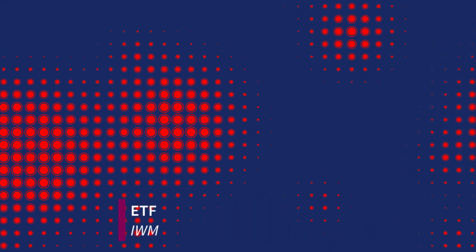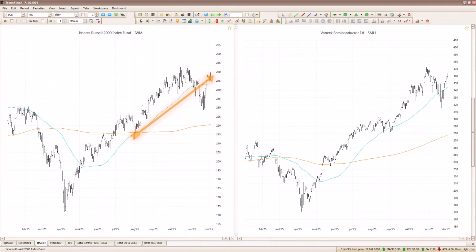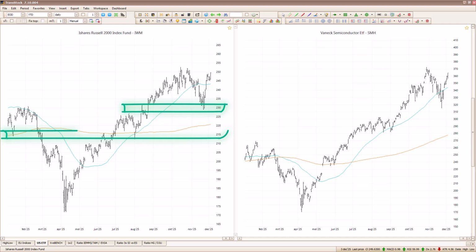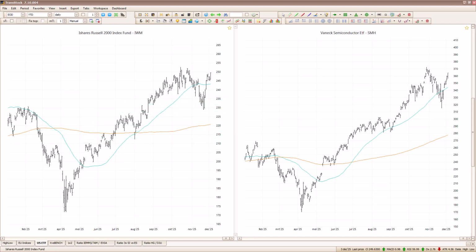The IWM. Uptrend. Support 230 and 215. Resistance 253.